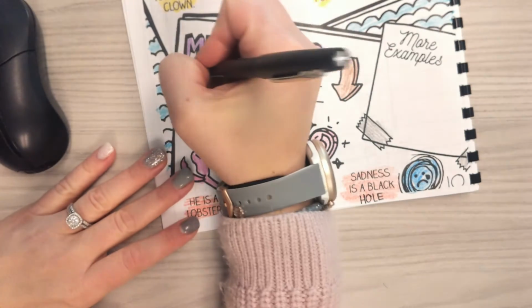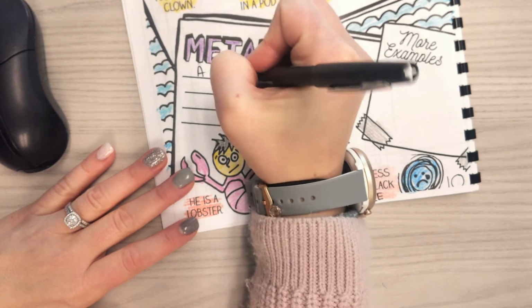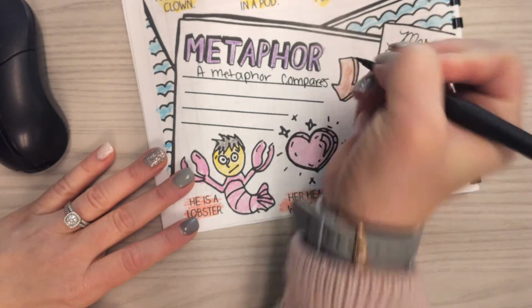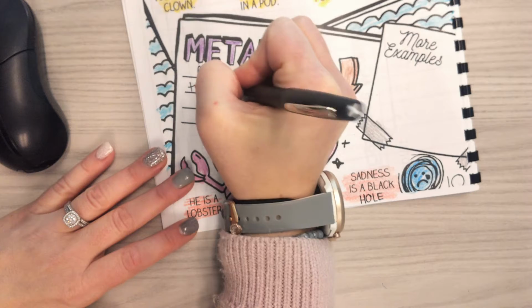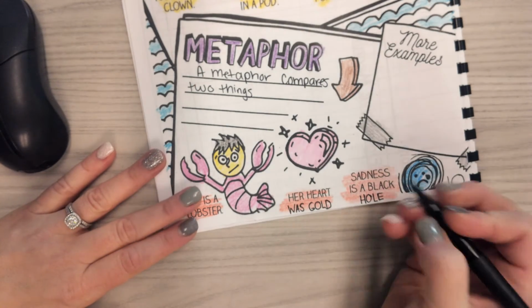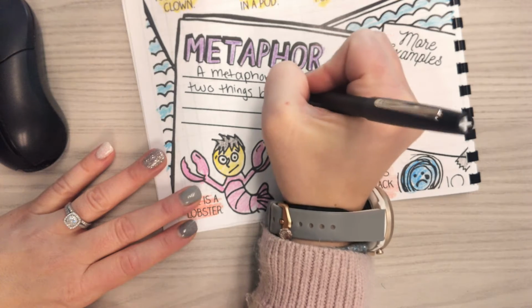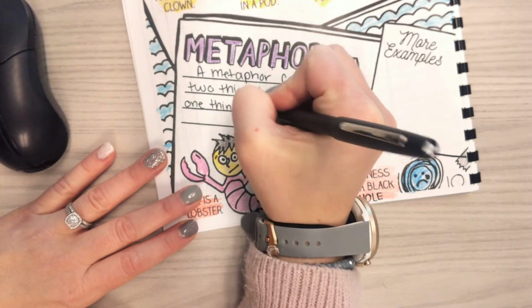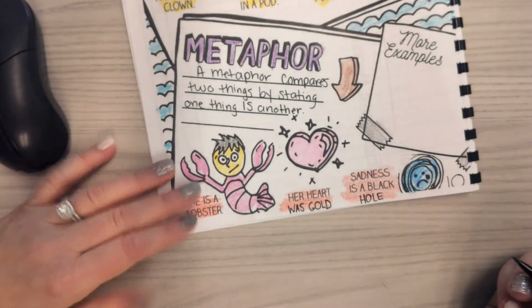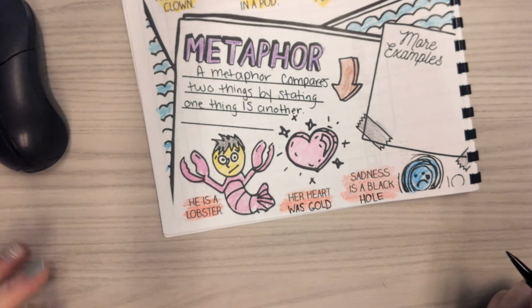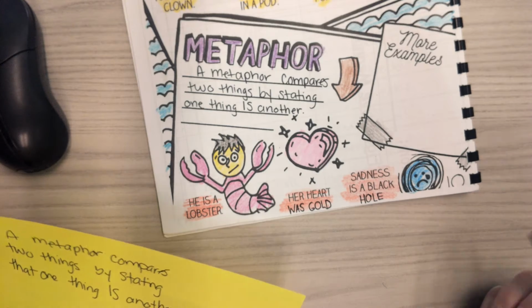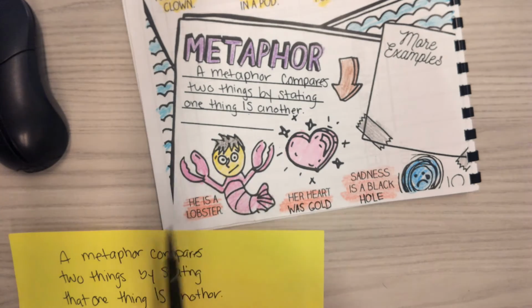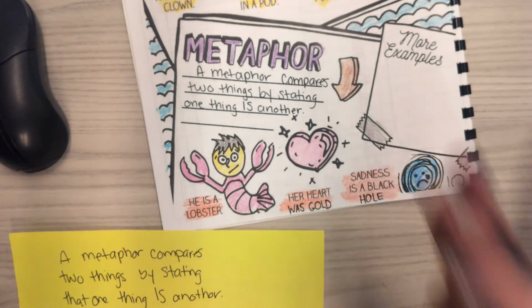Instead, and let's write this down together, a metaphor compares two things by stating one thing is another. Now you can go ahead and pause this video so you can get that down. I know I'm a quick writer. So go ahead and pause it, get that written down, and hit play again. Okay, so yes, a metaphor compares two things by stating one thing is another. We're not saying it's like another. We're saying it is another.